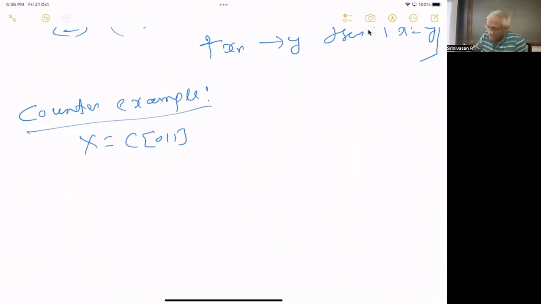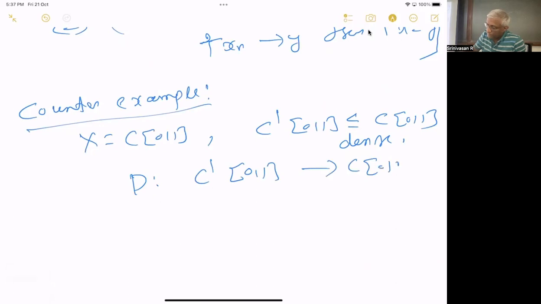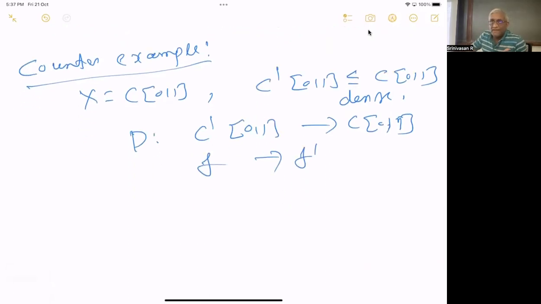Here I am giving a very easy example. X is C of 0, 1, and we define C1, which you already know: functions which are differentiable and whose derivative is also continuous. This is dense there. Now define D from C1 of 0, 1 to C of 0, 1, which takes the derivative, f going to f prime. You know that this is not continuous; we have already seen it in the earlier class. But the graph of D is closed.